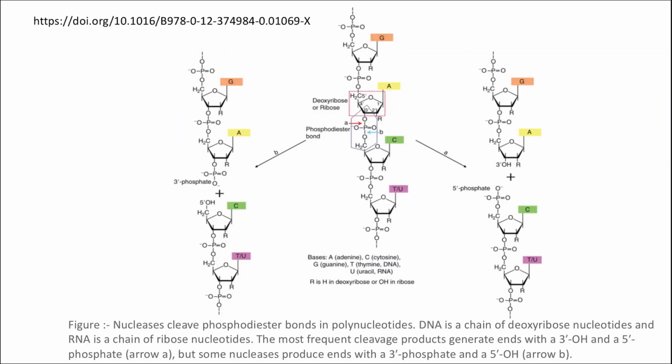This is a figure I borrowed from a research paper just to show you how a restriction enzyme produces a cut. As I have told you, in DNA there is a nitrogenous base, a sugar, and a phosphate group. It usually cuts in this section between the phosphate group and the 3' OH group. This is the usual cut it makes. It produces a free 3' OH group and a free 5' phosphate group. Sometimes it also produces a cut like this, but this is rare.